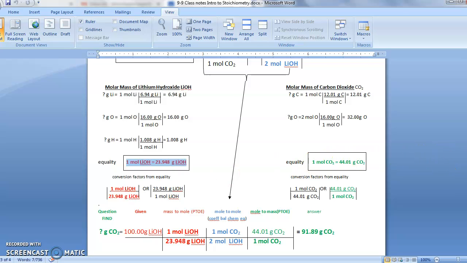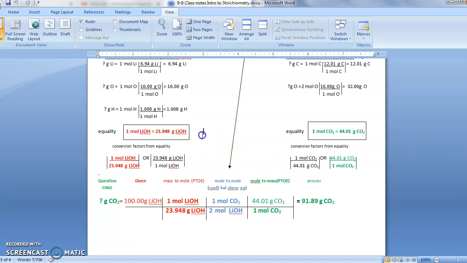So the molar mass, if we add these 3 numbers up, the molar mass of lithium hydroxide is 23.948 grams. We learned earlier this year that we can always express equalities in 2 ways. We can put 1 mole over the mass, 23.948, or we can put this side over this side. Which of these 2 conversion factors will I need to use? Mole on top or grams on top?